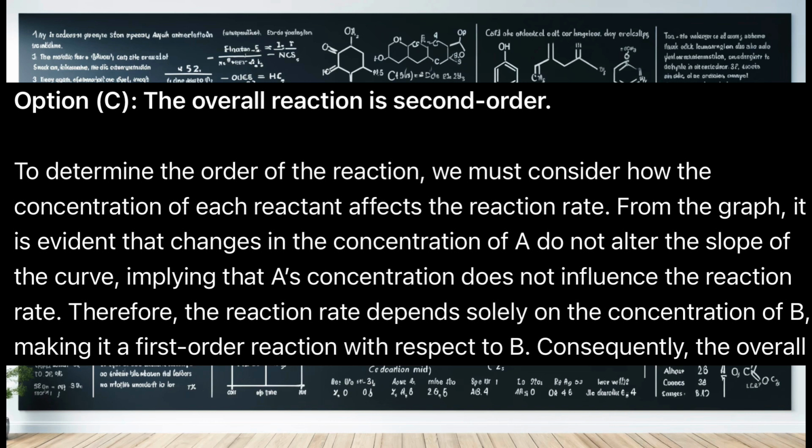Option C: the overall reaction is second order. To determine the order of the reaction, we need to see how the concentration of each reactant affects the reaction rate. From the graph, it is clear that changes in the concentration of A do not change the slope of the curve, indicating that A's concentration does not affect the reaction rate. Therefore, the reaction rate depends solely on the concentration of B, making it a first-order reaction with respect to B. Consequently, the overall reaction cannot be second order. Thus, option C is incorrect.